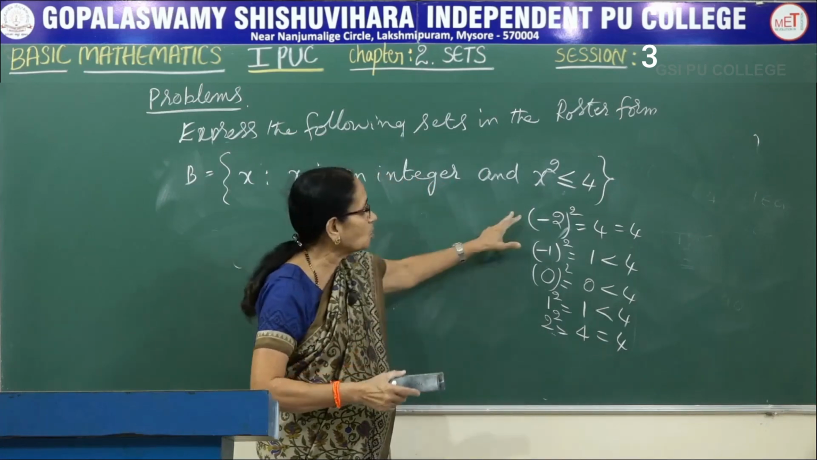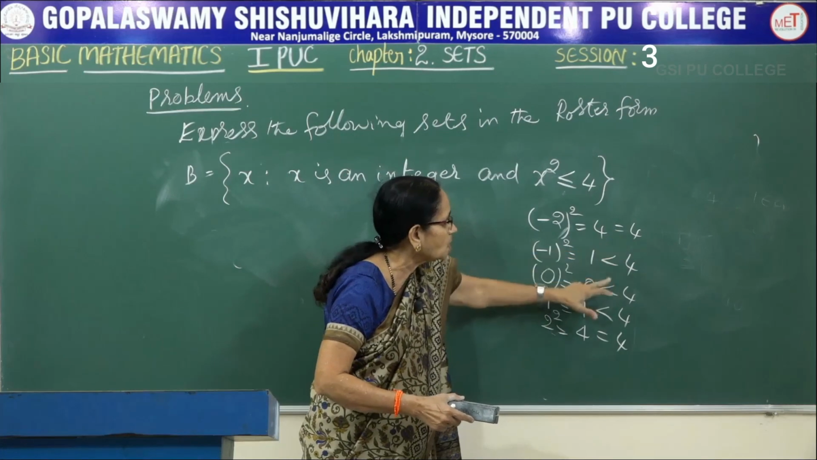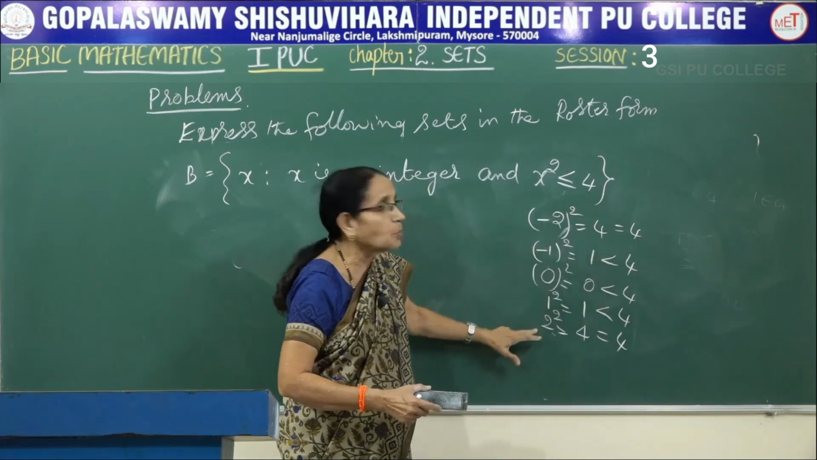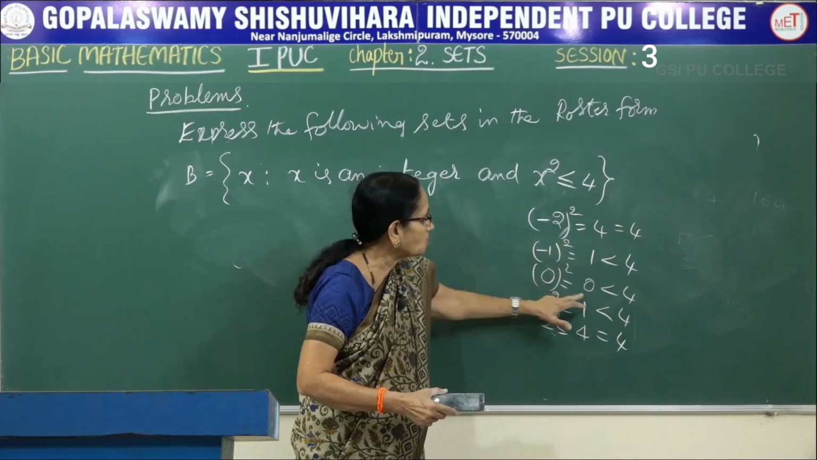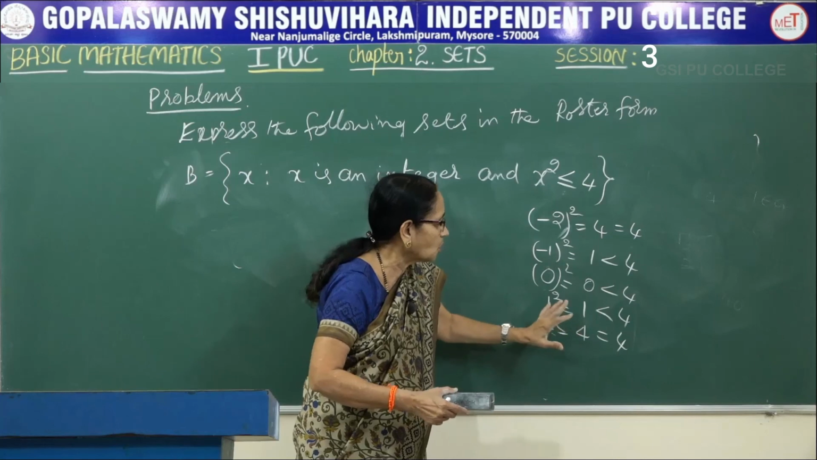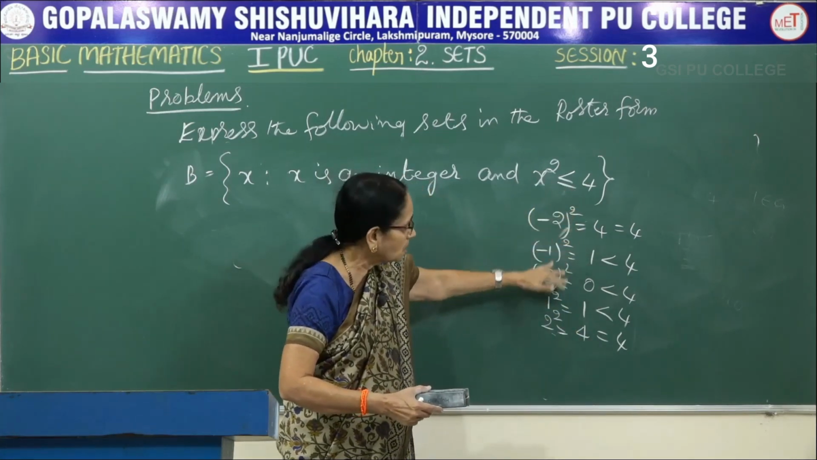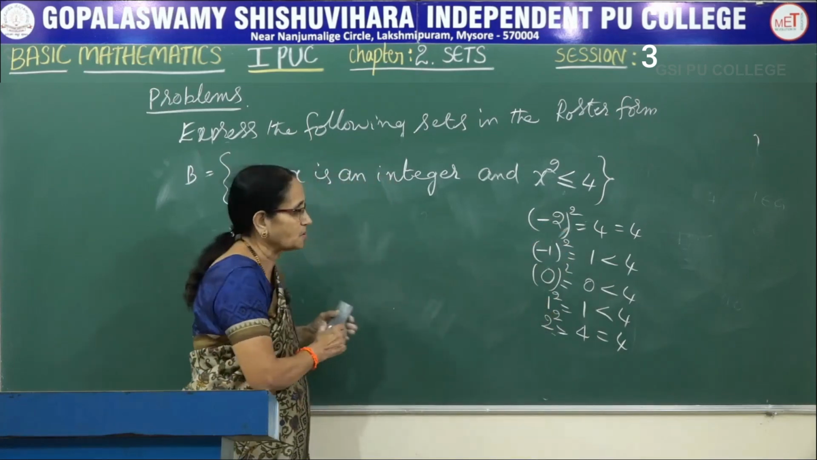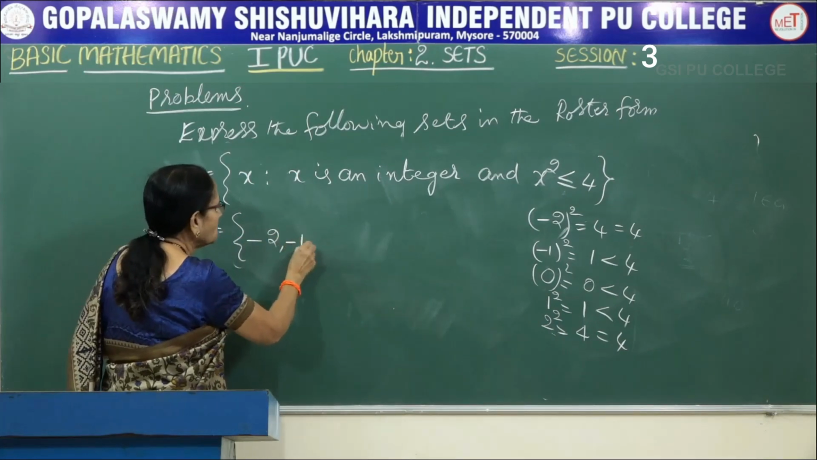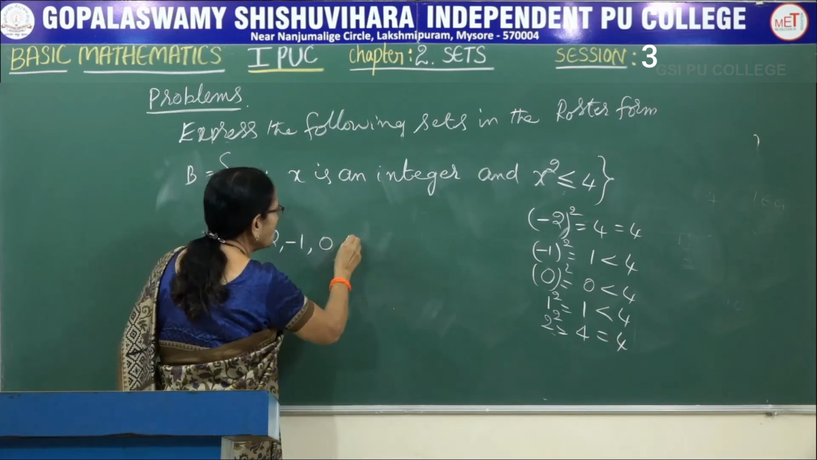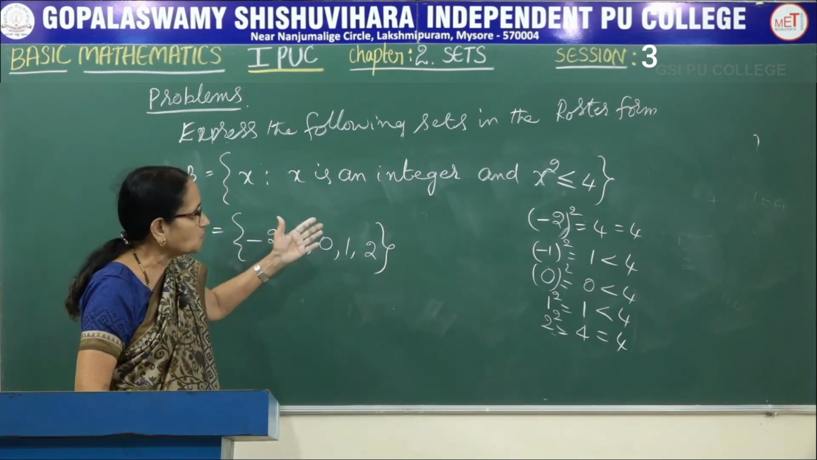So, we have to take those integers which, when you square them, should be either equal to 4 or less than 4. So, these are the 5 possibilities. Minus 2 whole square is 4, minus 1 square is 1, 0 square 0, 1 square 1, 2 square 4. So, in the first and the last cases, they are equal to 4. In the in-between cases, they are strictly less than 4. So, what are the numbers you can write here? It can be expressed as minus 2, minus 1, 0, 1 and 2. So, these are the elements which satisfy the condition.